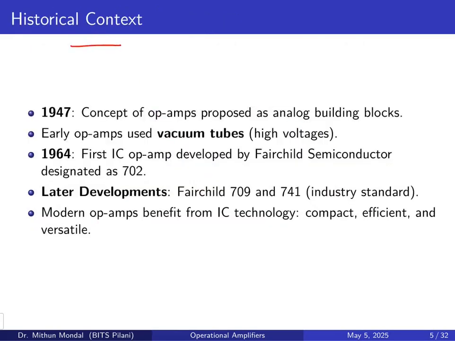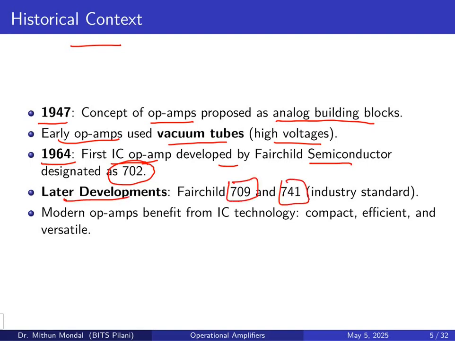The historical context goes back to 1947, when the concept of op-amp was proposed as analog building blocks. Then the early op-amps were made with vacuum tubes for high voltage applications. It was in 1964 when the first IC op-amp was developed by Fairchild Semiconductor, and they designated it 702. Later developments by Fairchild gave us the 709 and 741. These are industry standard op-amps. Modern op-amps benefit from IC technology. They are compact, efficient, and versatile.